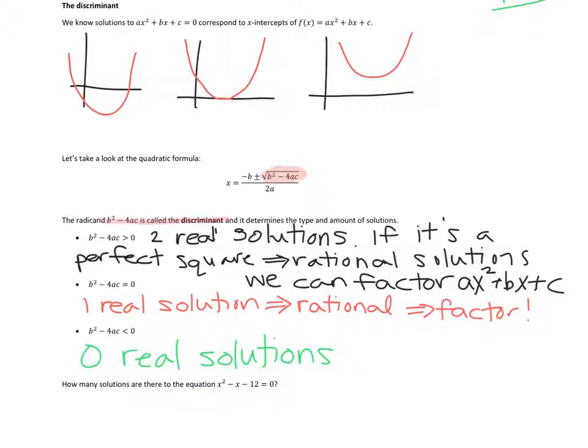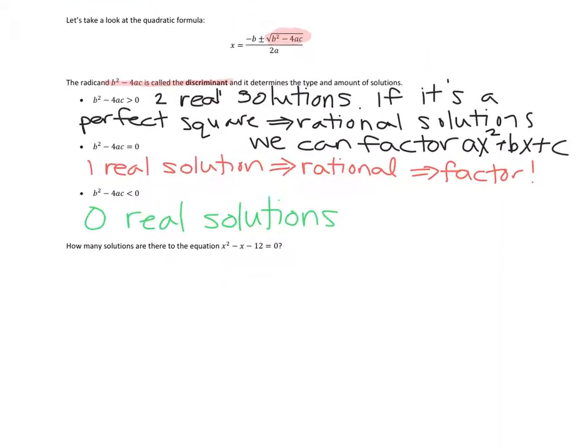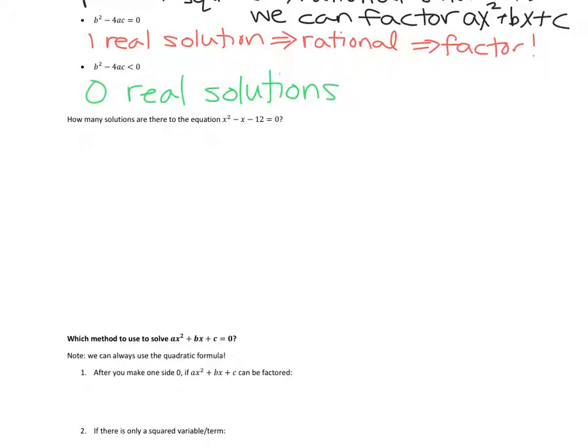So let's look at an example using the discriminant. How many solutions are there to the equation x squared minus x minus 12 equals 0? Well, this isn't asking us to solve it, so the instructions are important. How many solutions? So we can solve that using the discriminant. All right, so b squared minus 4ac.